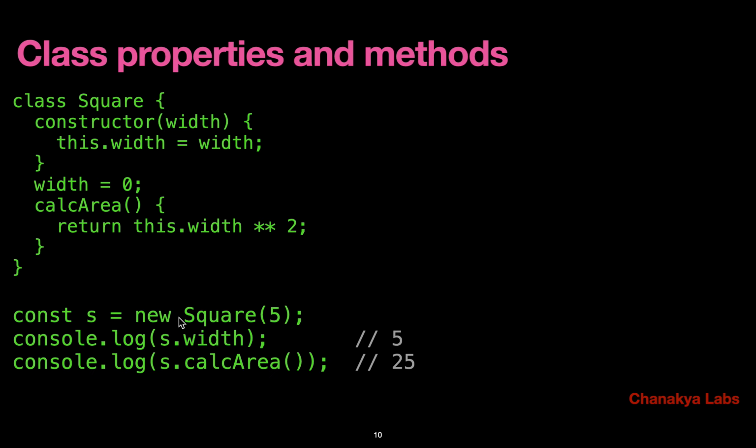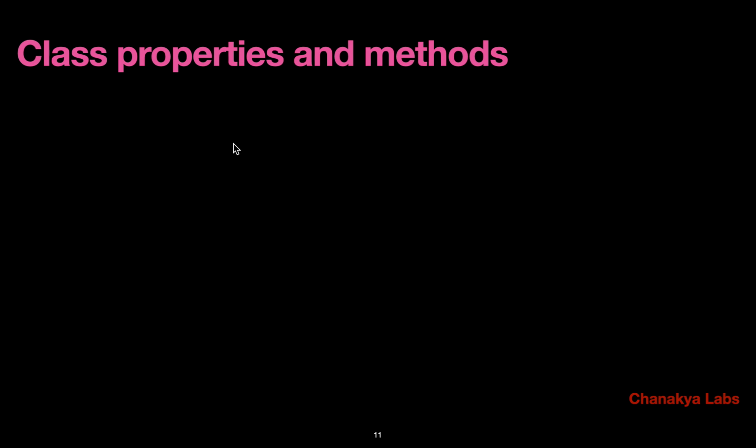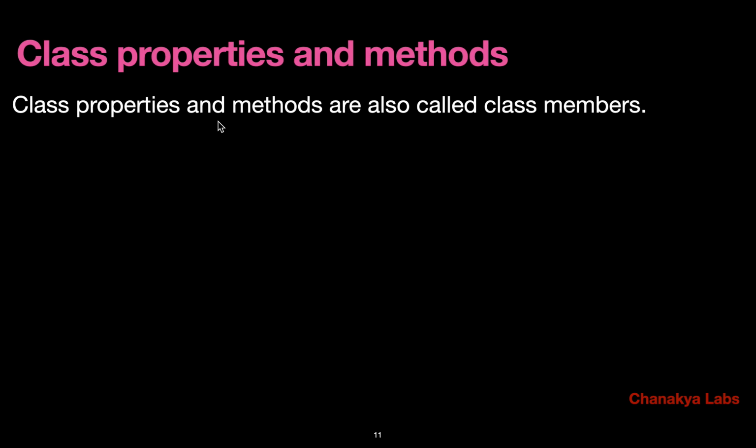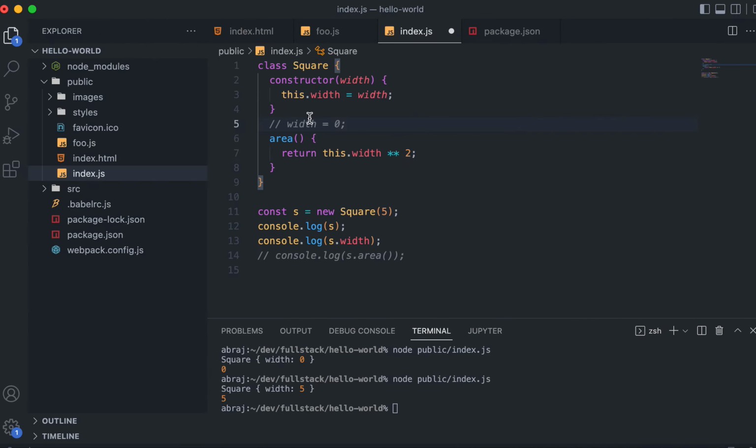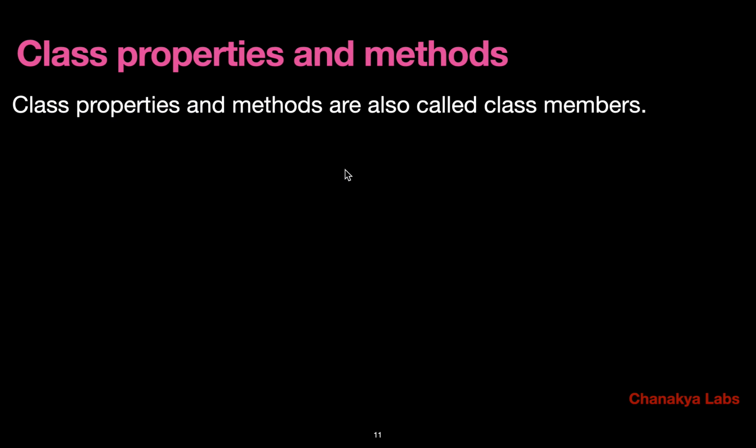Okay, so right now you can see that s dot width would, in this case, be 5 because the constructor is called, right? And this thing is going to be 25. That's fine. Now class properties and methods are also called class members. So if somebody says class member, then that member can be a property member also, or a method member also. Okay.